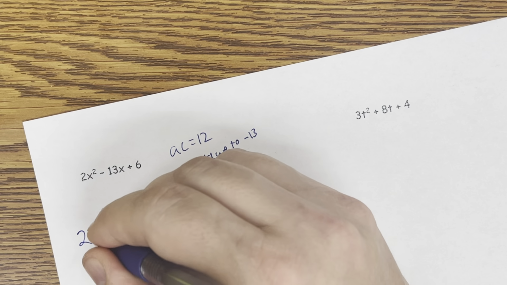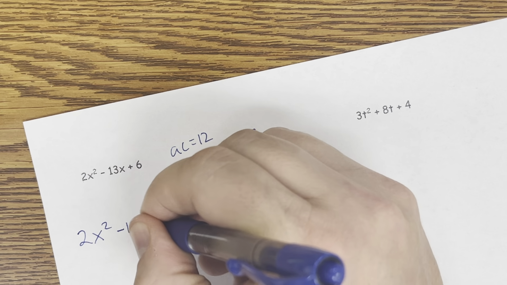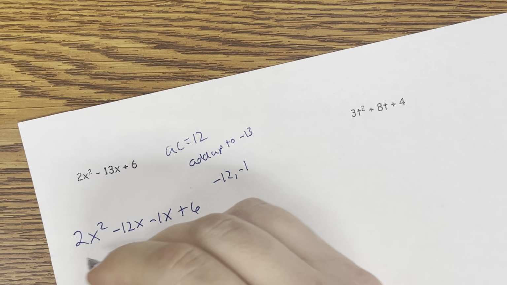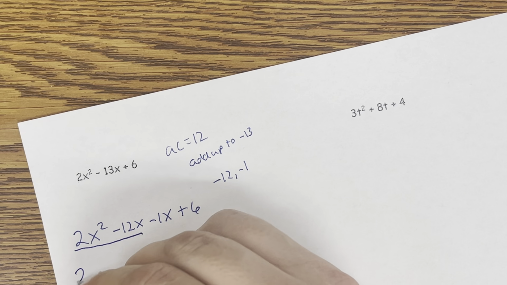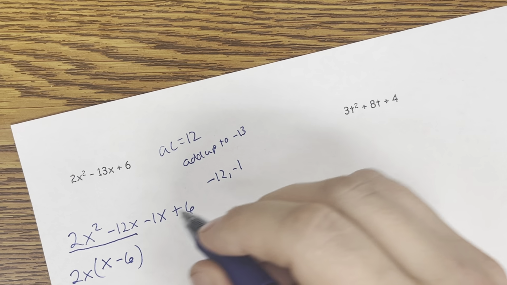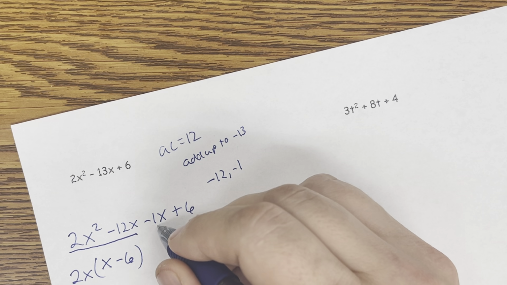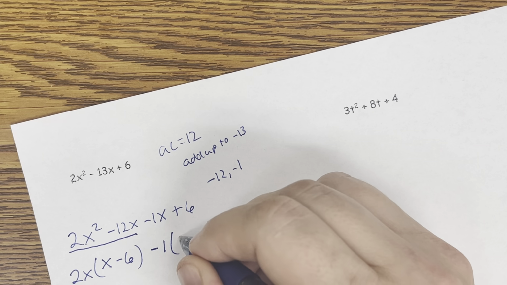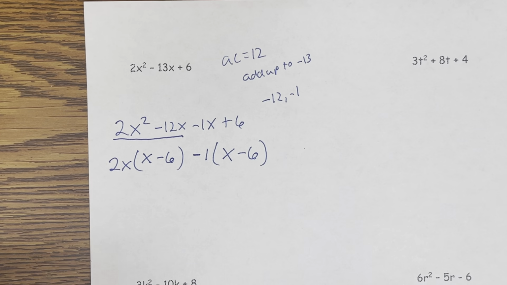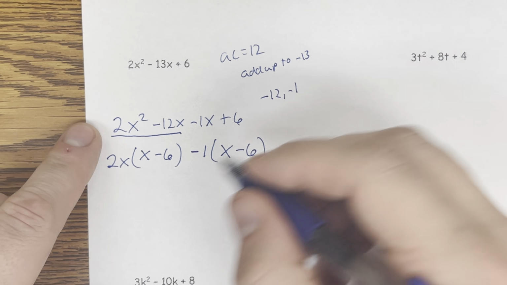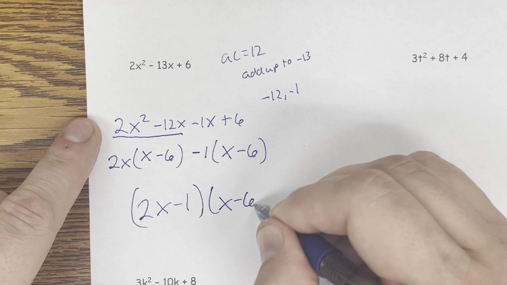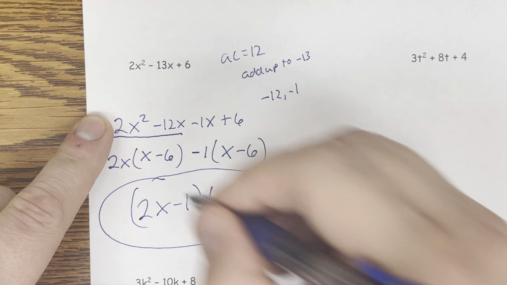So we'll rewrite 2x squared minus 12x minus 1x plus 6. GCF of the first two is 2x. When I pull out the 2x, I'm left with x minus 6. Here, we need this first one to be positive, so I'm taking out a -1, and I'm left with x minus 6 after I divide both terms. It has to be the same. X minus 6, those match up, so we have 2x minus 1 and x minus 6. We have it factored.